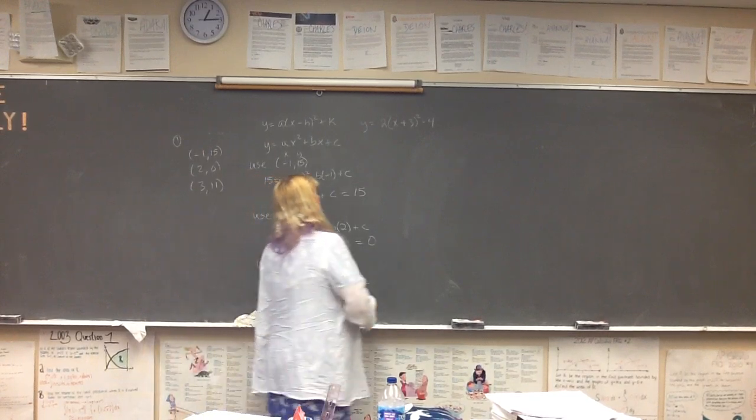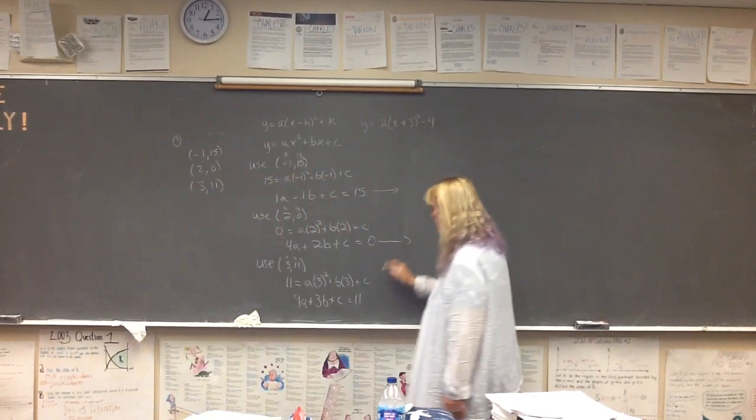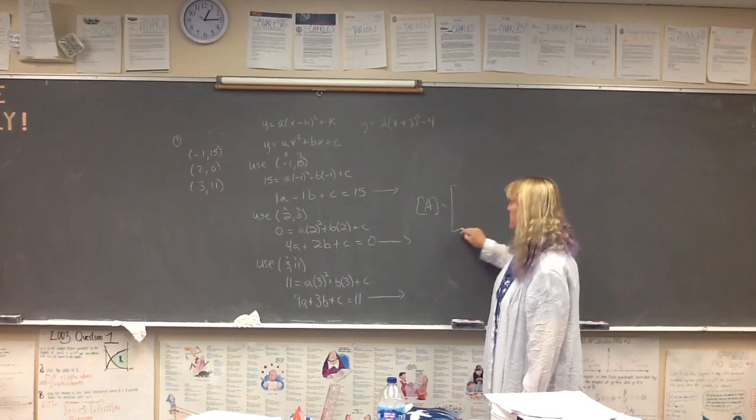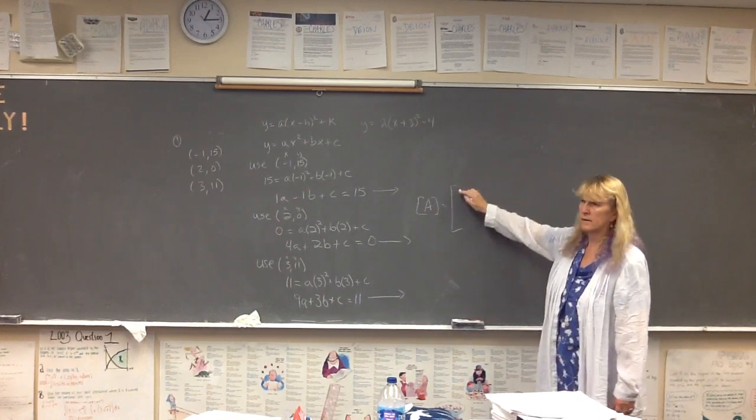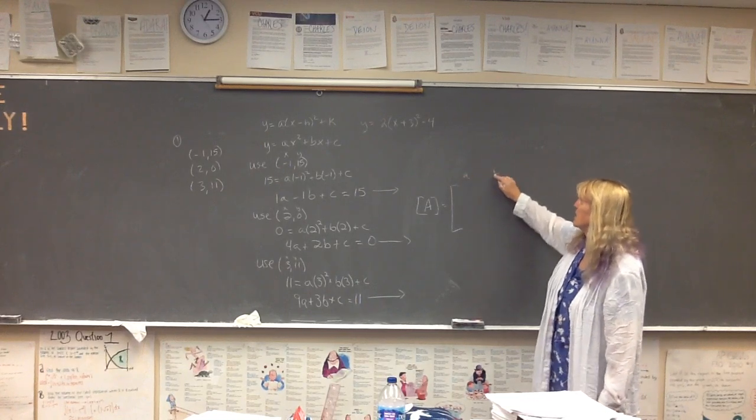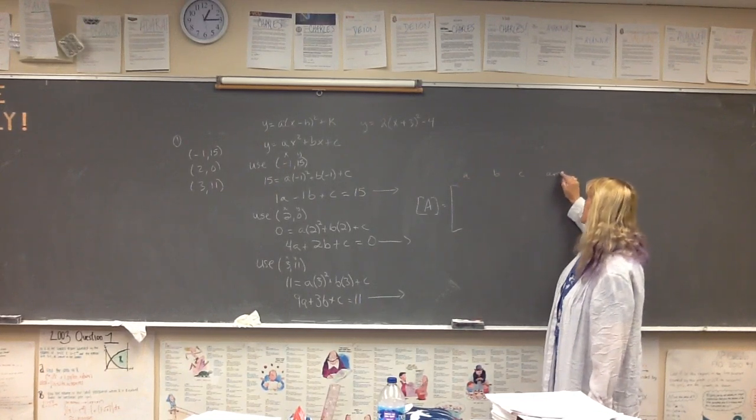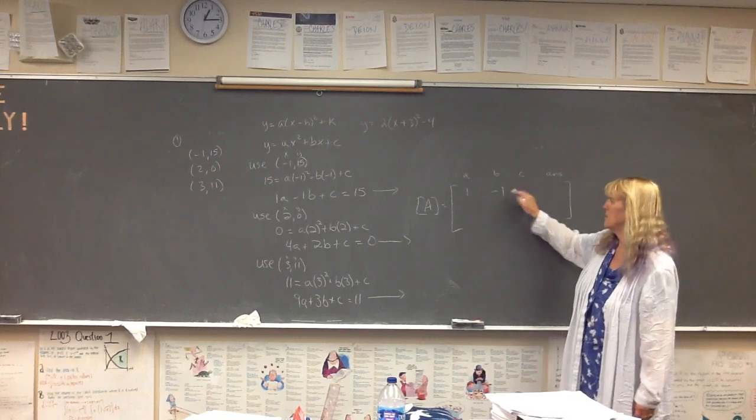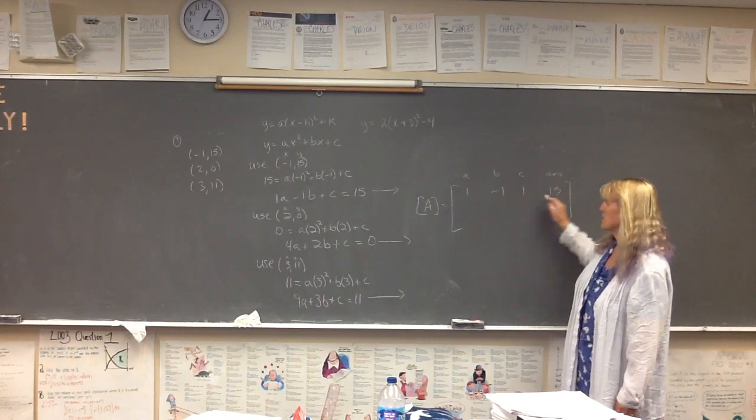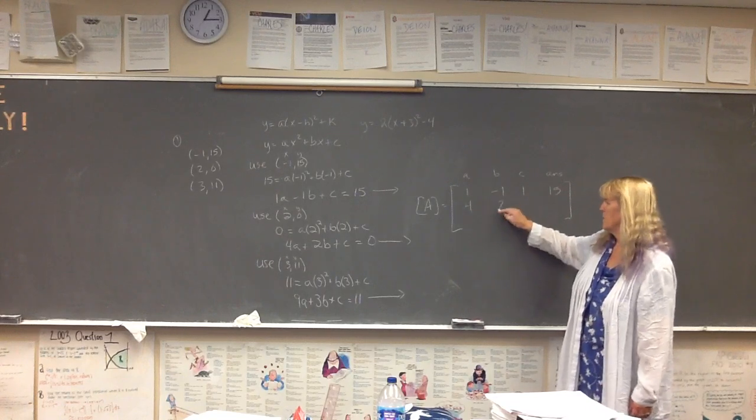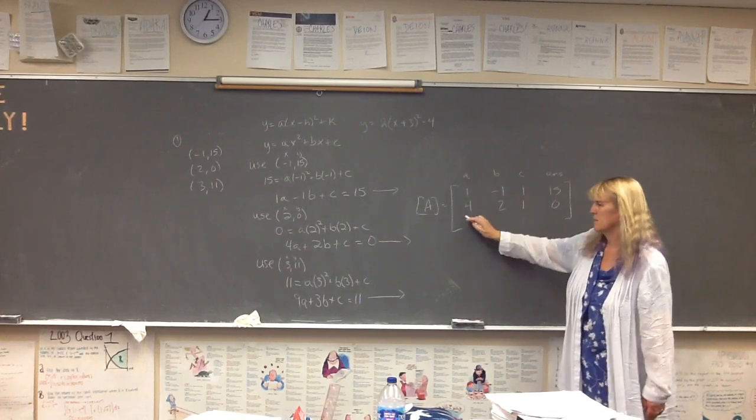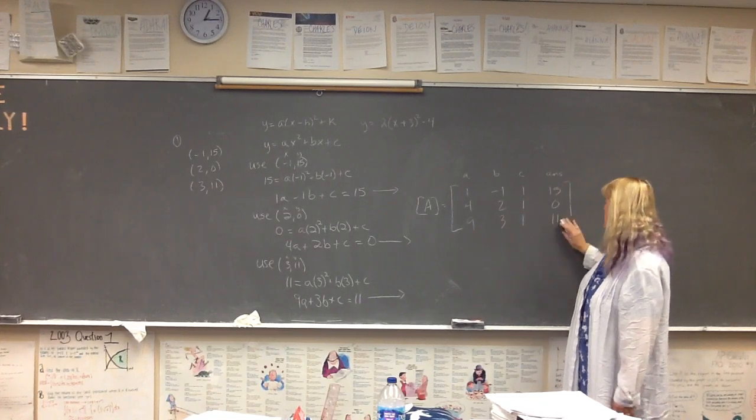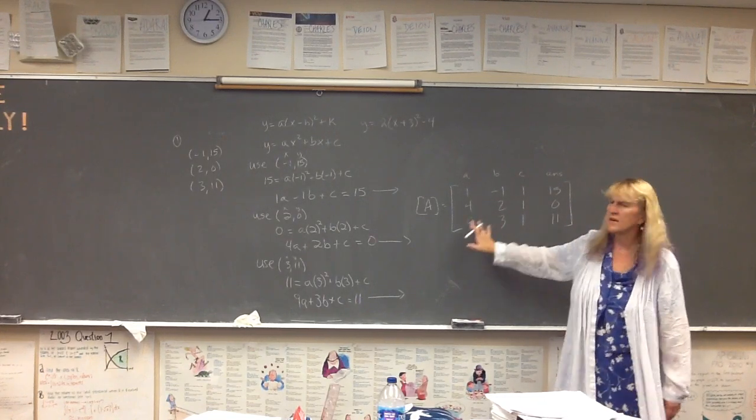Good job. So these 3 equations need to go in for matrix A. Tell me what to write here. By the way, this is an A column, B column, C column, and then answer column. 1, -1, 15. 4, 2, 1, 0, 9. Okay. And then this is the answer to the warm-up question.